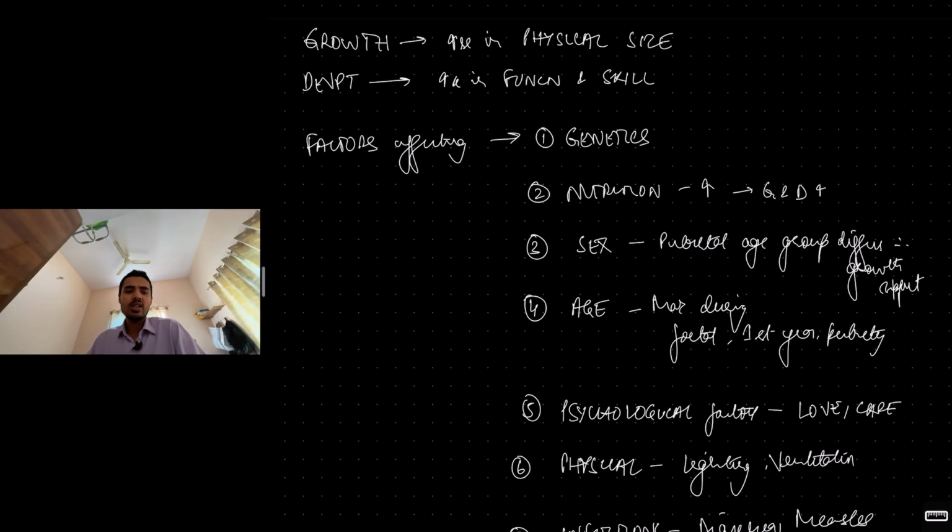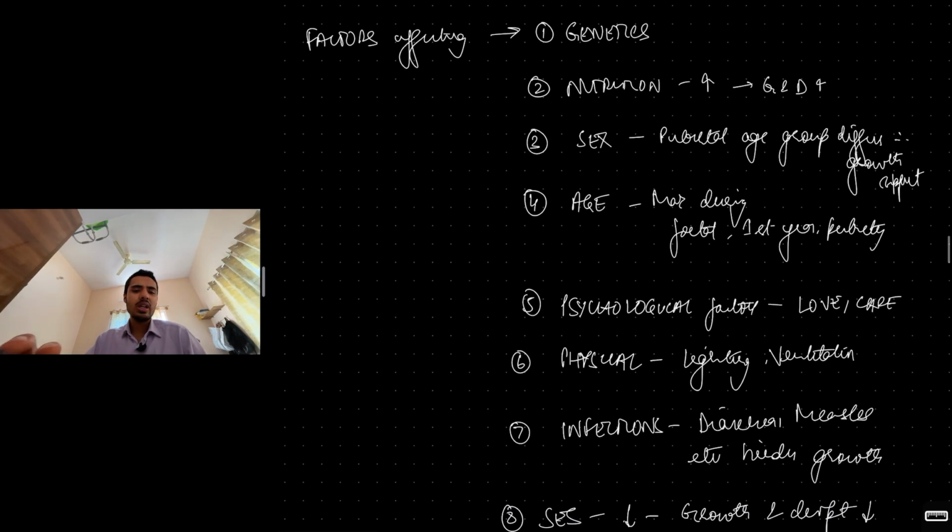So today let's cover the growth and development part of preventive pediatrics. So basically, what is growth? The increase in physical size. Development is the increase in function and skill. So they are not the same. That's all. This comes in pediatrics. It's not that important in community medicine. So let's skip to the next part.